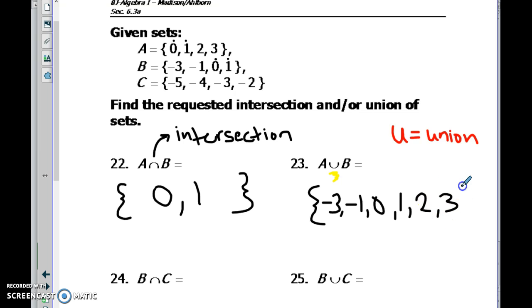So yes, the union of these two sets is made up of more elements than just set A and just set B. I want all of them. So this would be like all the students in band, all the students in choir.